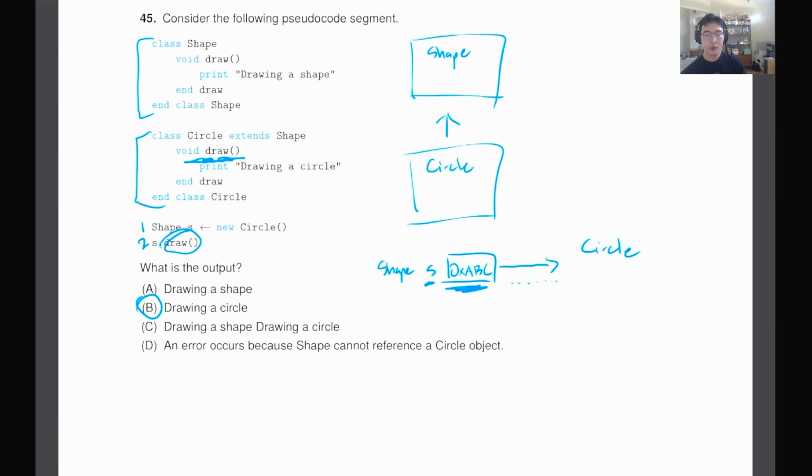So polymorphism, in this case method overriding, is going to cause the Circle version of the draw method to execute and run. And that visual that I showed on the right-hand side will help you remember how to illustrate what's going on in the program.